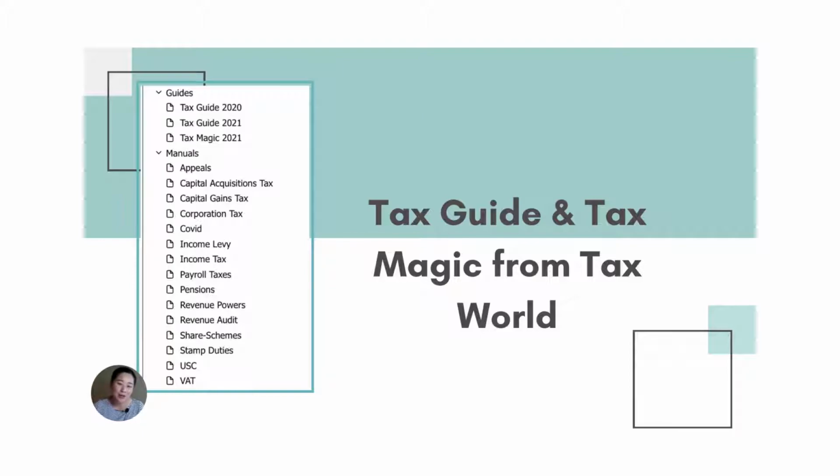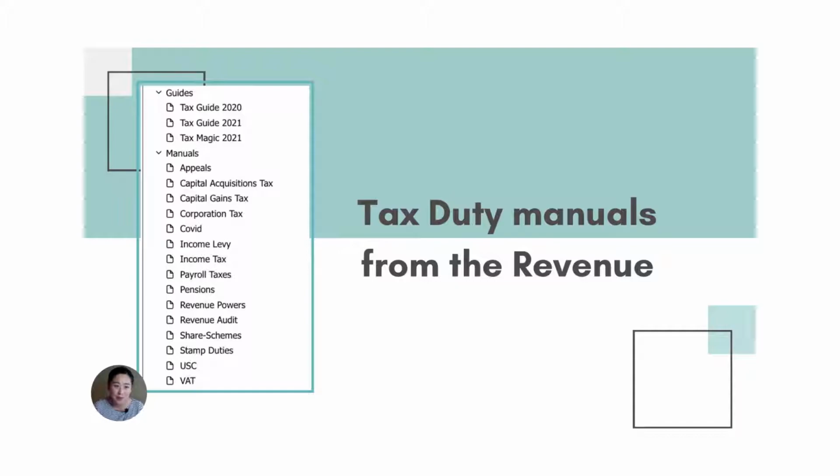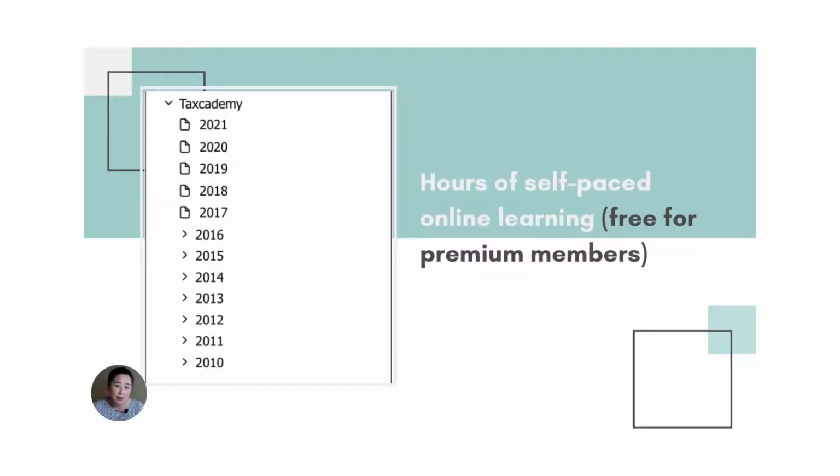Under guides, you will find the latest tax guide and tax magic published by TaxWorld. Down below is the comprehensive collection of tax duty menus from the revenue. So the last item here is Tax Academy. And if you want to find out more, please watch the video on how to learn with Tax Academy.